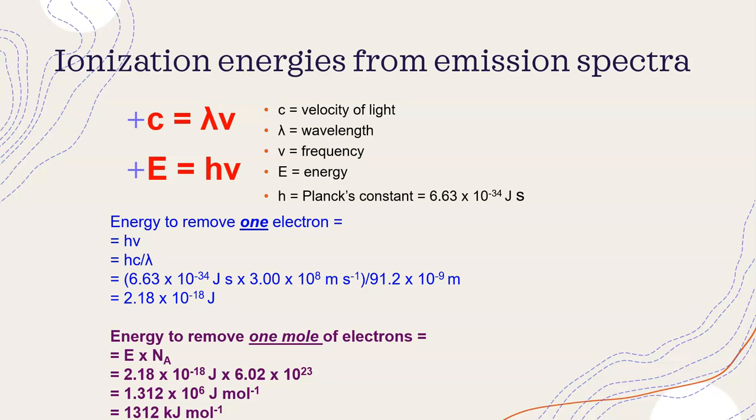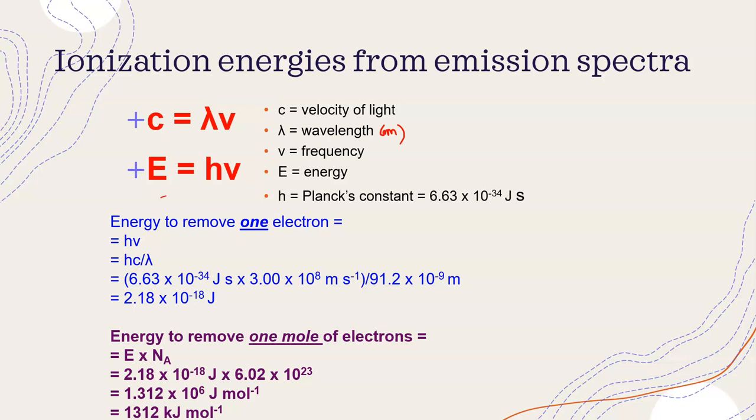We have c = λν. If you've done physics, you will recognize this equation. This is the equation for the speed of light, where c is the velocity of light, λ is the wavelength, which is given in nanometers for light, and ν is the frequency of the light as well.